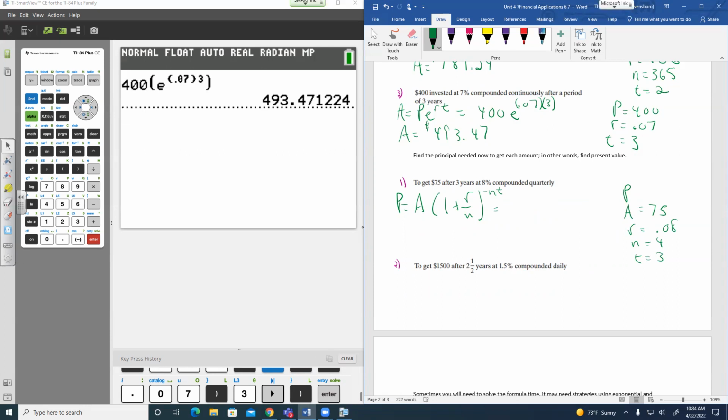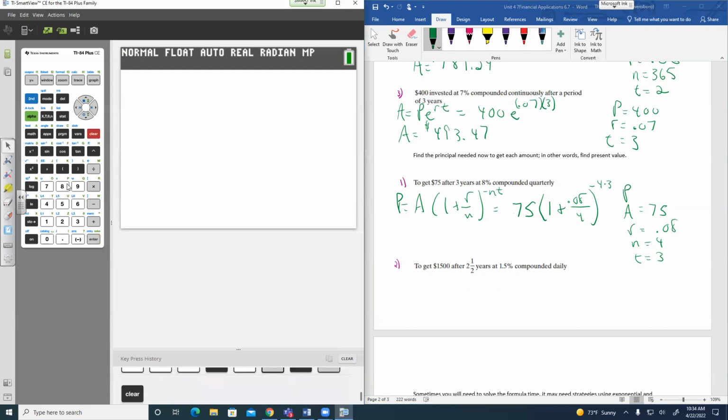So if we substitute that in, we have now $75 is our final amount. 1 plus 0.08 divided by 4 raised to the negative. n was 4 and t was 3. So I'll just leave that there. We probably could have put a negative 12 there. It's not that hard to do. So I'll probably do that when I put it into the calculator. So we can clear this off.